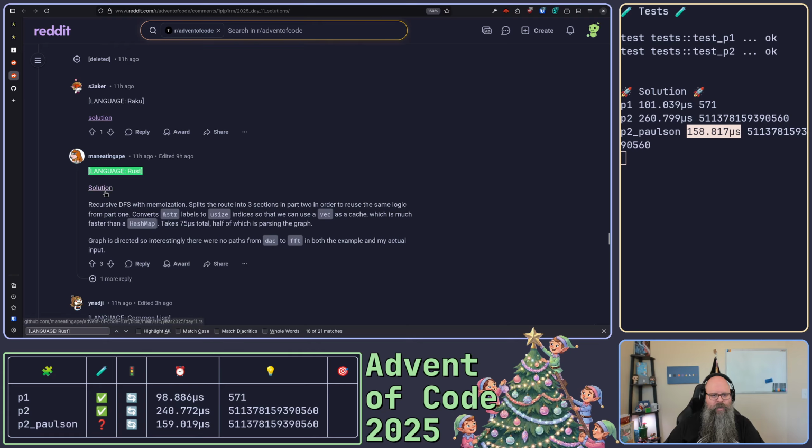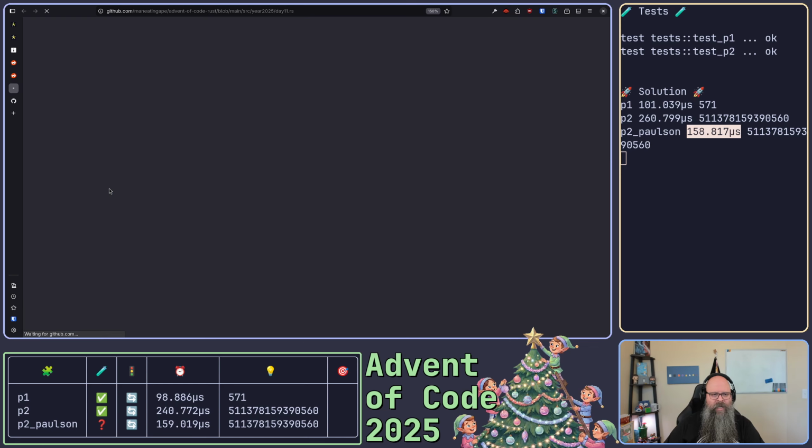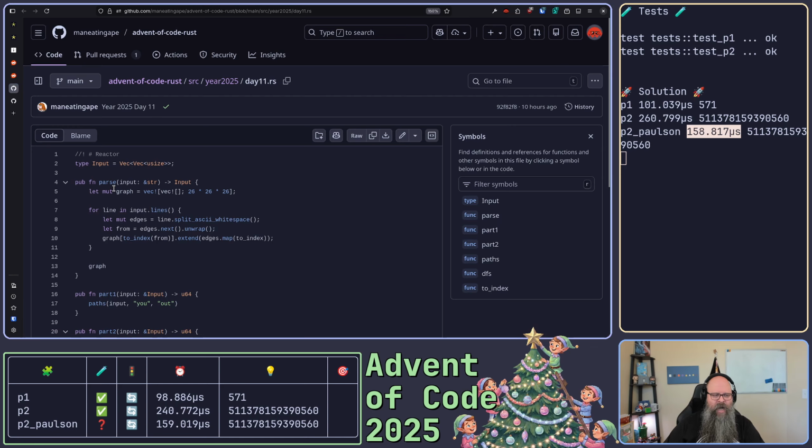What else? Recursive DFS with memo splits the route into 3 sections. 2 size indices so that we can back as cache. Faster than hash map. Okay. I presume a lot of this is the same. I probably should have.